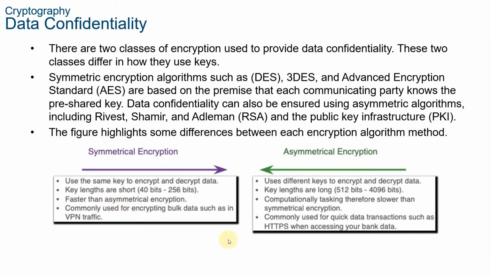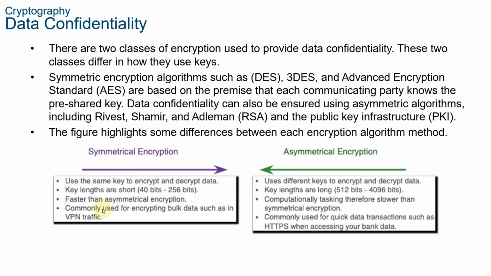One of the most notable differences is, of course, that symmetric uses the same key and asymmetric uses different keys. Symmetric key lengths are short, 40 bits to 256, while for asymmetric, it's 512 to 4096 bits. Symmetric is faster than asymmetric encryption. Asymmetric is computationally taxing, and therefore slower than symmetric.